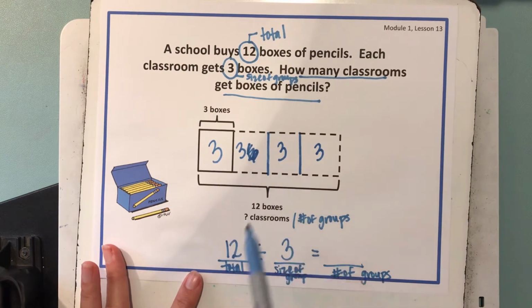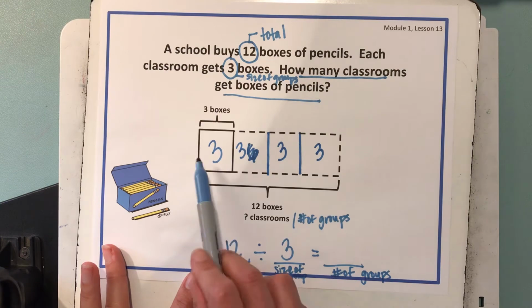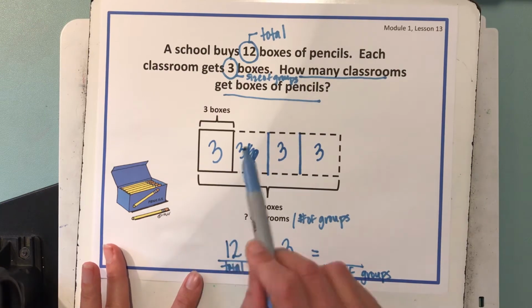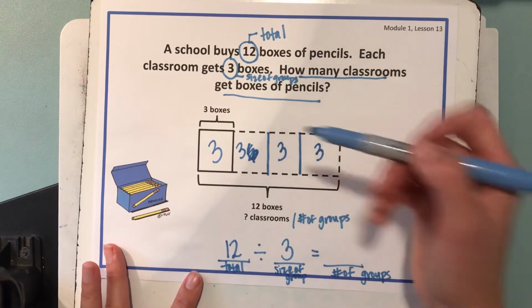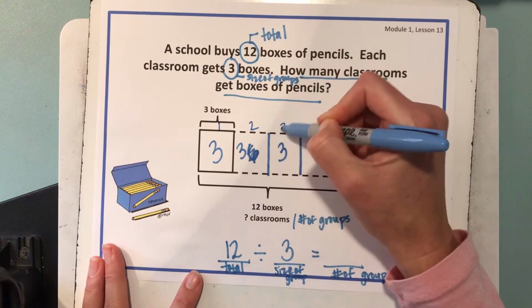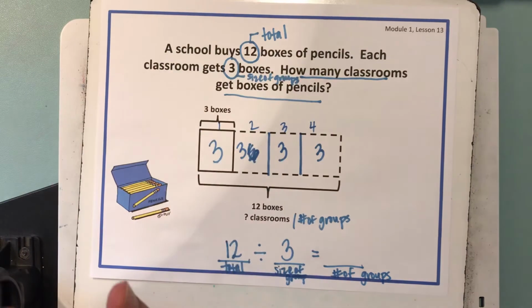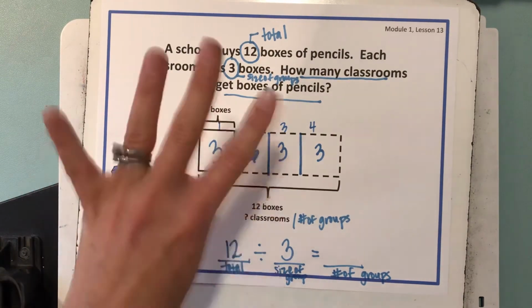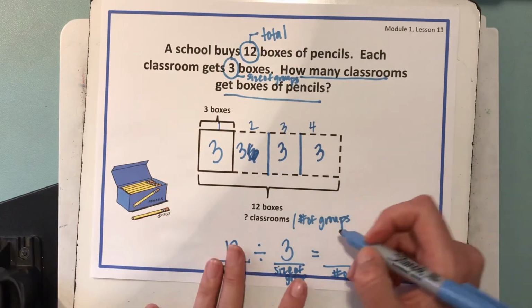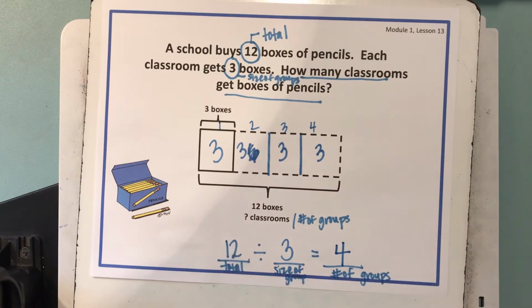So now do I know how many classrooms I had to give 3 boxes of pencils to? Yeah. 1, 2, 3, 4. Each classroom got 3 boxes of pencils, but there's 4 classrooms that got those boxes of pencils. So that is 4.